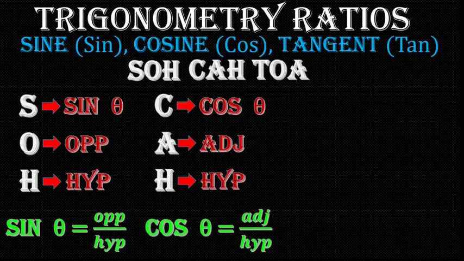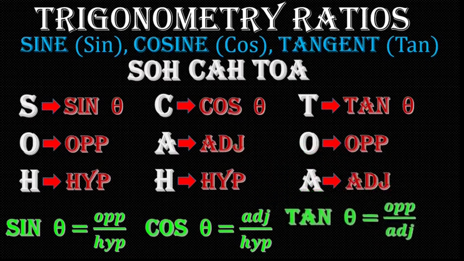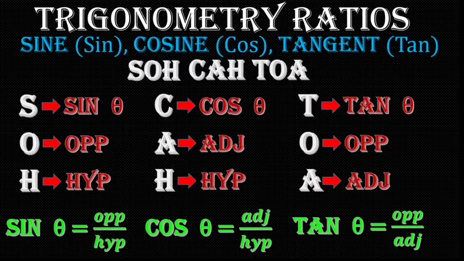The reason why they are over is because we said trigonometric ratios, and ratios could mean division, right? So that's why we have that T is tan theta, O equals opposite, and A equals adjacent. The formula would then be tan theta equals opposite over adjacent.